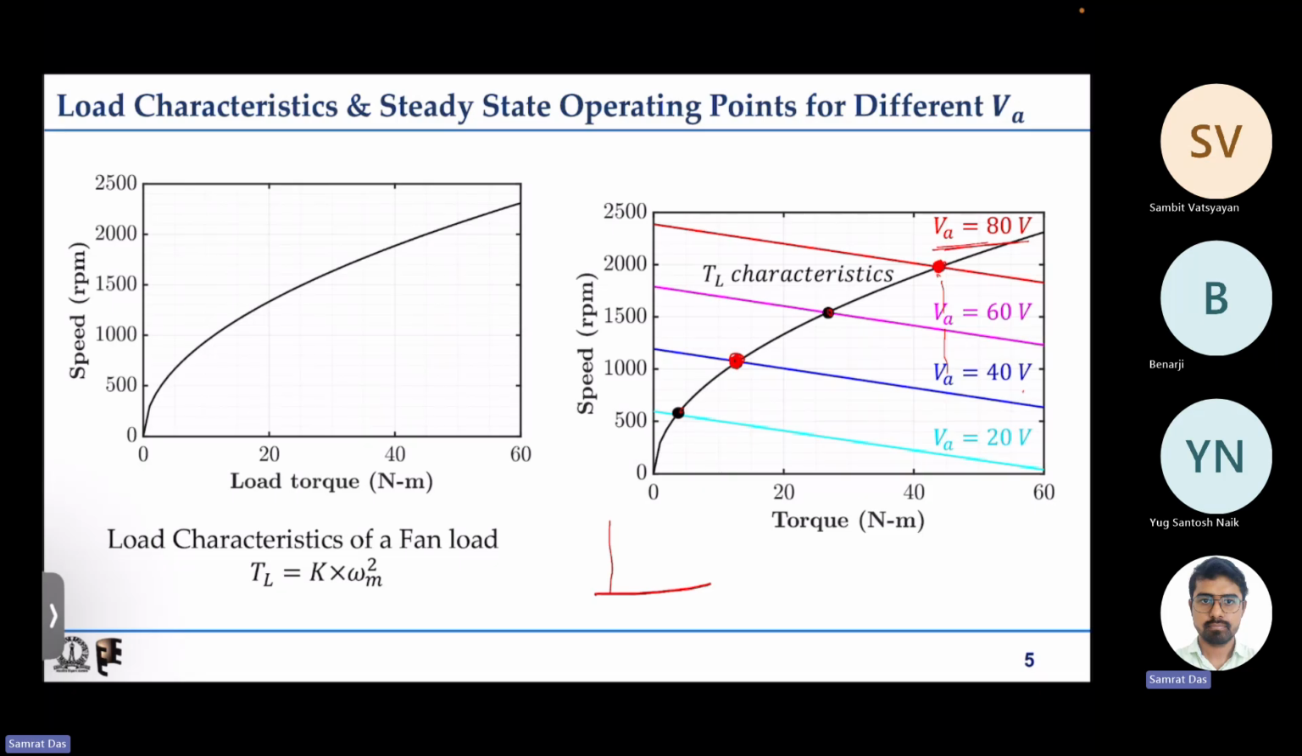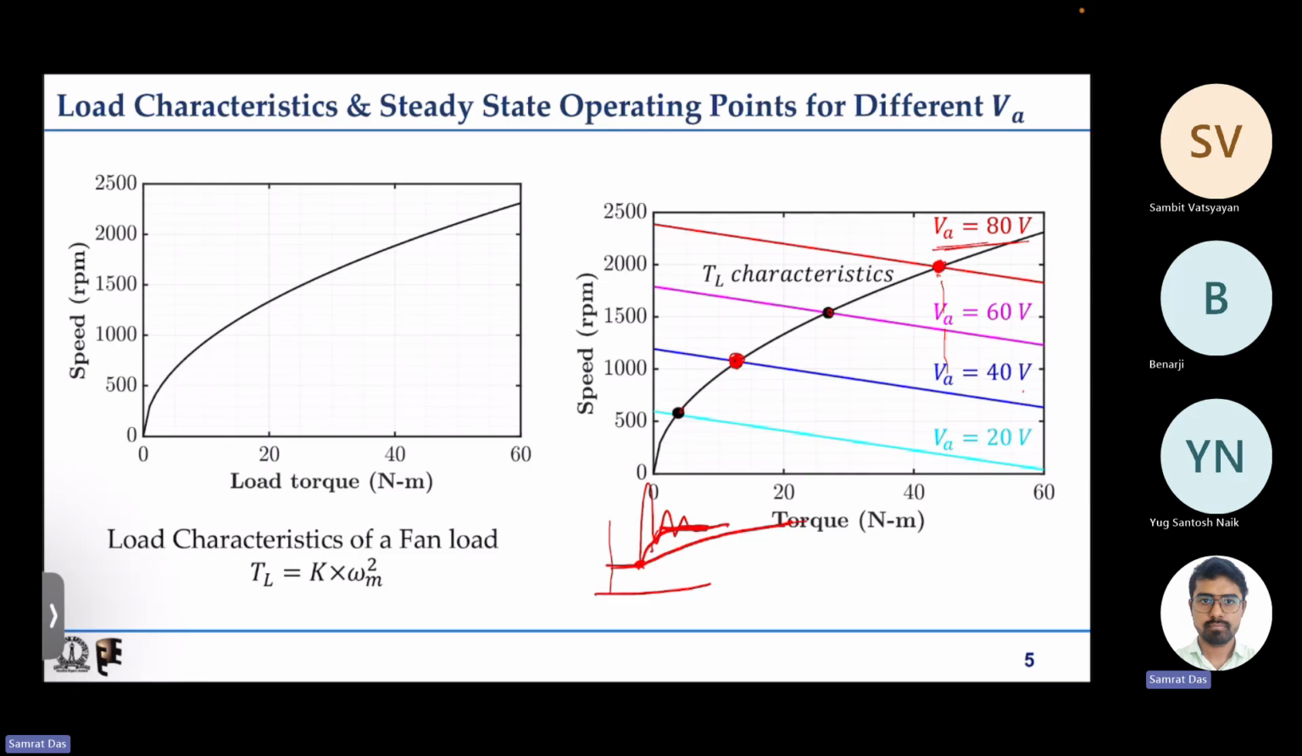Suppose we want n1 to n2, the actual speed should not go like this. Or it can be very slow like this. We want it reasonably fast, but with reasonably low overshoot or no overshoot. Those may be the different requirements.